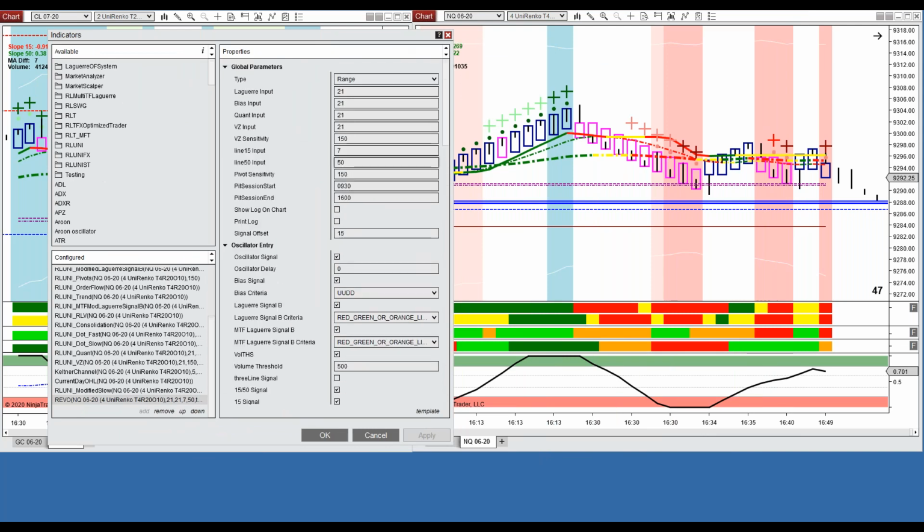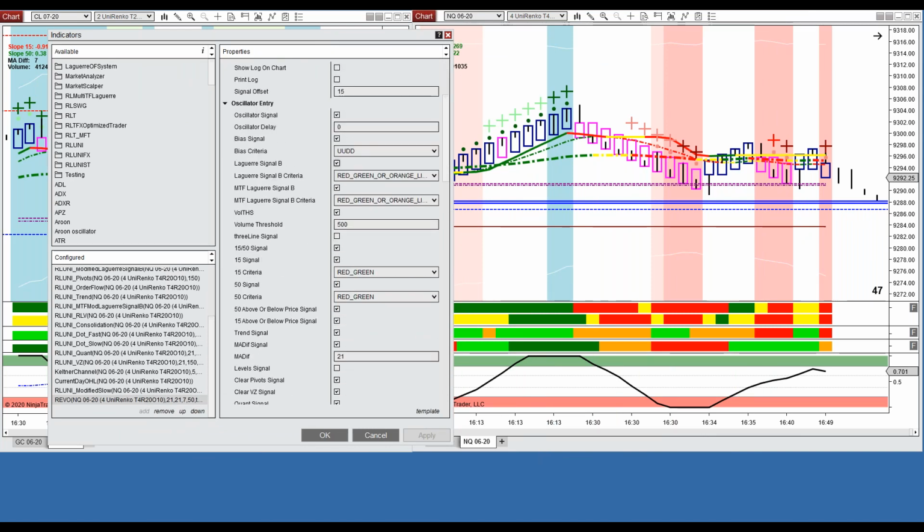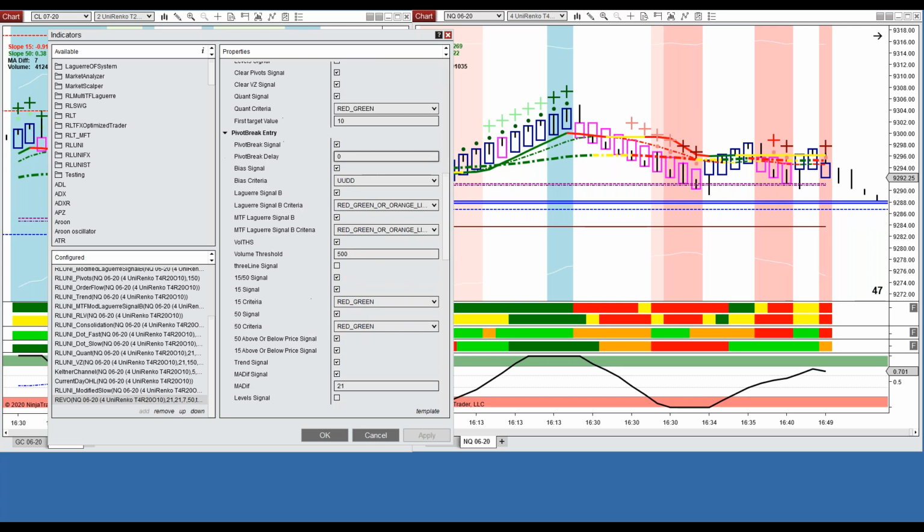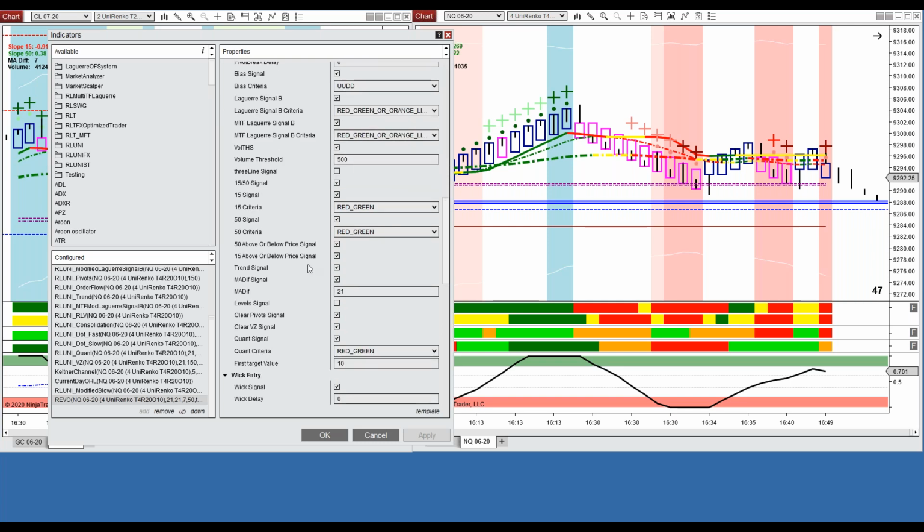The system looks at the 15, and that's this line right here. Now we're only going to take a short when it's red because we have the 15 set at red green. And we're only going to take a long when it's green.